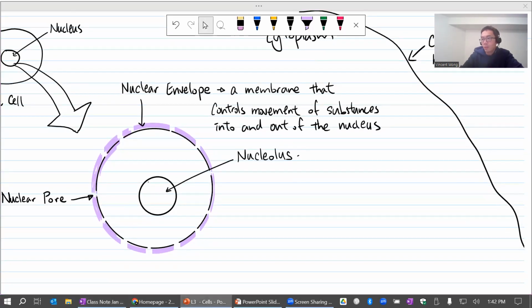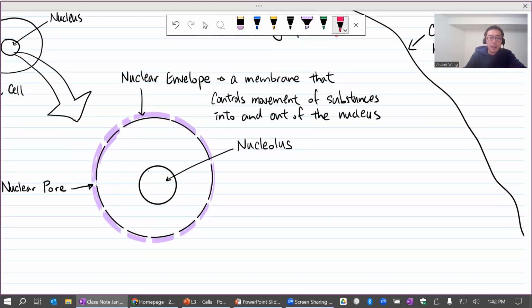So never mind what the nucleolus does for the time being. It's just something that's on the inside. Now, this space here, inside the nucleus but outside of the nucleolus, that is where you are going to find genetic material.